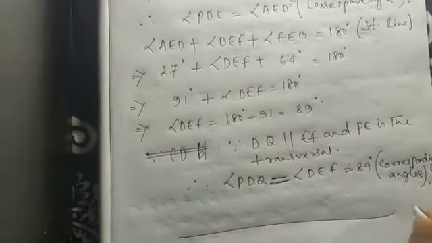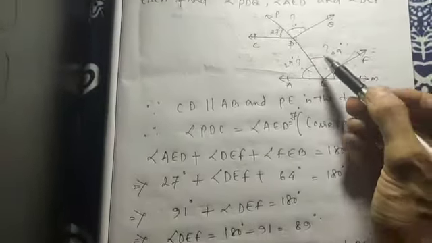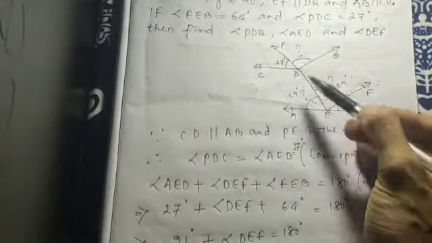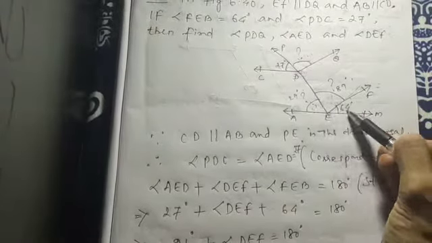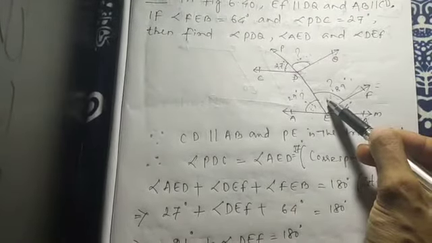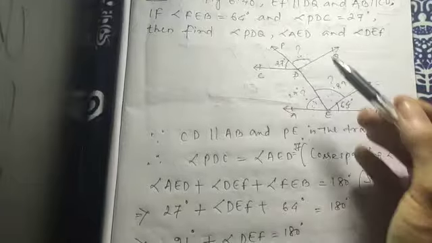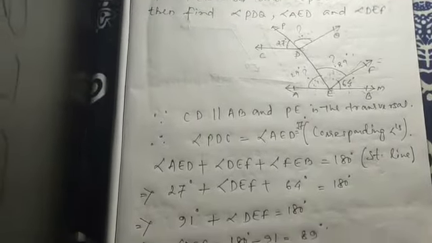Okay, and in this way we got the values of three unknown angles, 1, 2, 3. These are corresponding angles. Then we have taken this 3 as a straight line and found out this one, then these 2 as the corresponding angles. I hope it is clear. Let's see the next one.